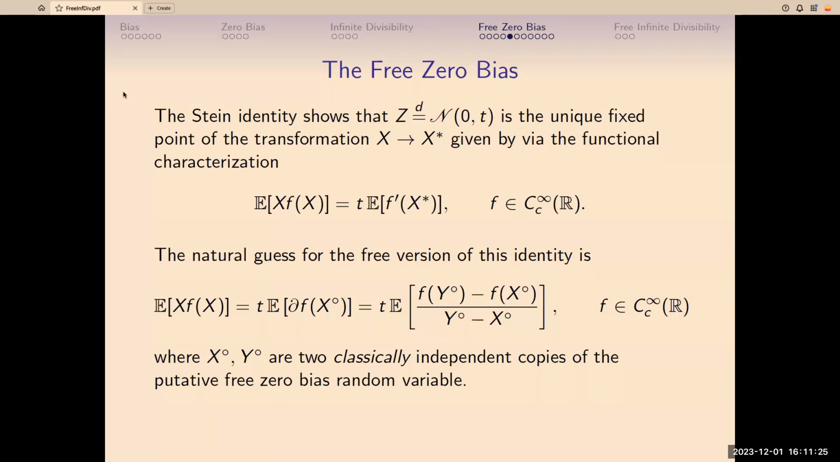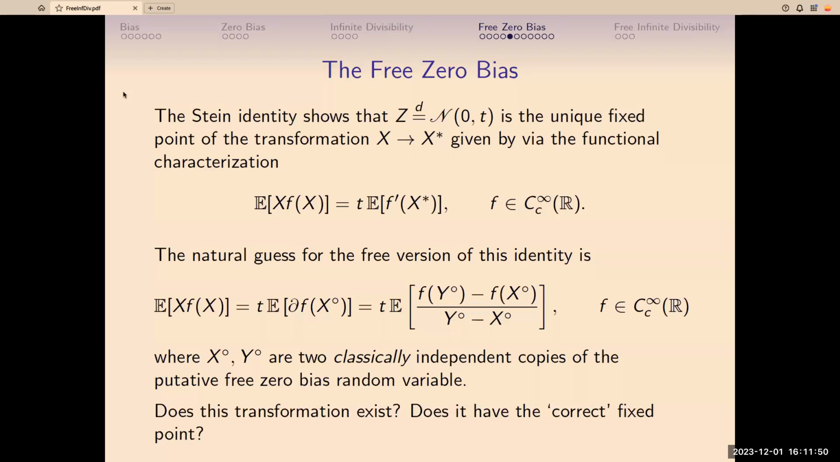So our natural guess for the free version of this Stein identity is, and we're going to write it in a sloppy way, it's really a function of two variables, this is the putative value of the free zero bias of X. We'll write it as X circ, semicircle. But really it's a function of these two variables, which are independent copies of each other. This is what the guess would be, because the derivative gets replaced by the difference quotient. So that's what we think the free zero bias should be.